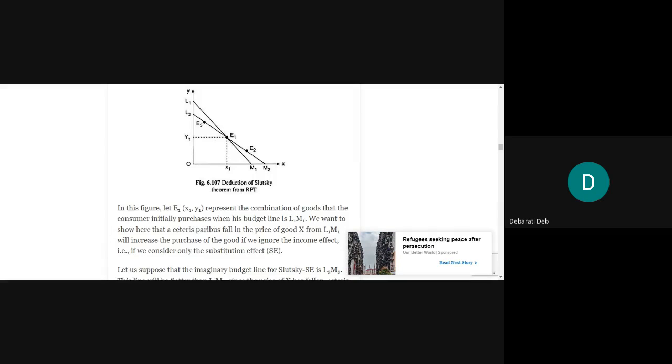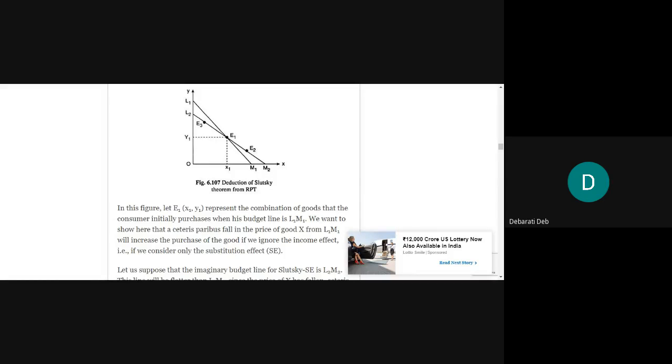This new budget line, L2 and M2, although it will be a little flatter because the price of X has fallen, and that's why the consumer is going to buy more of X. Following that concept, this budget line will be a little flatter, but at the same time it will pass through the previous combination, that is E1. Why? Because this will also allow the consumer to buy the previous combination E1 if he likes to buy that.